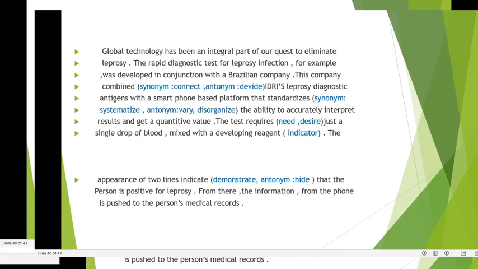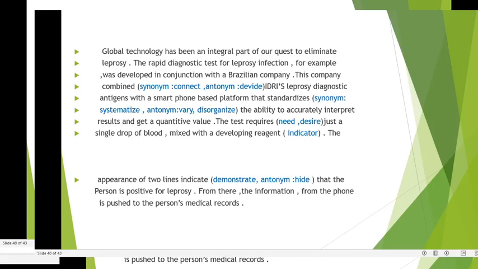The rapid diagnostic test for leprosy infection, for example, was developed in conjunction with a Brazilian company.